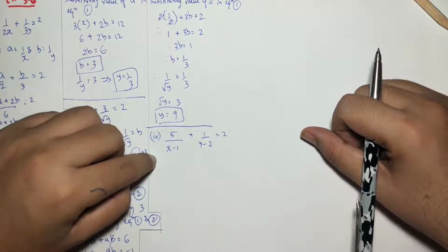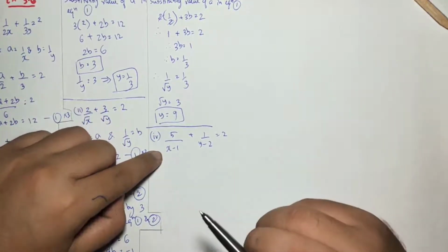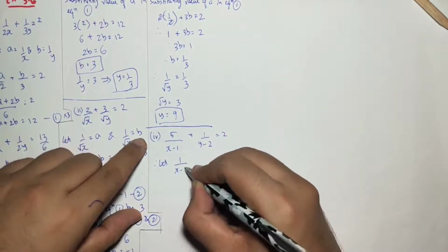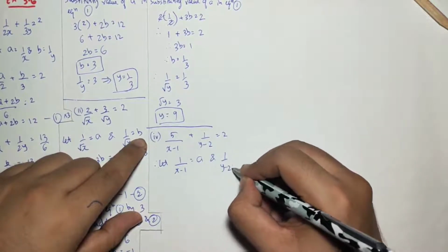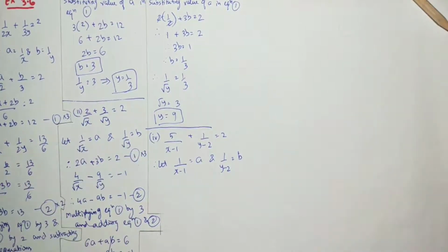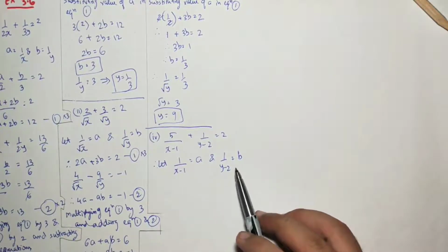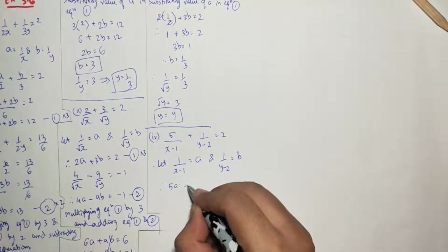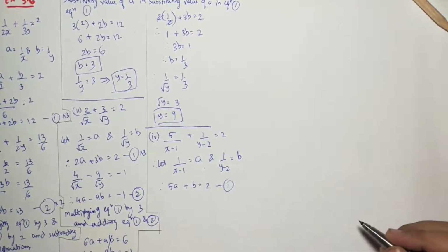We cannot differentiate into 1 by x and 1 by y. So now the whole denominator has to be taken as a. So let 1 upon x minus 1 equals to a and 1 upon y minus 2 equals to b. If the denominators are binomial, directly take the whole binomial as a and the other binomial as b. Substituting this, we will get 5a plus b equals to 2. This is my first equation.